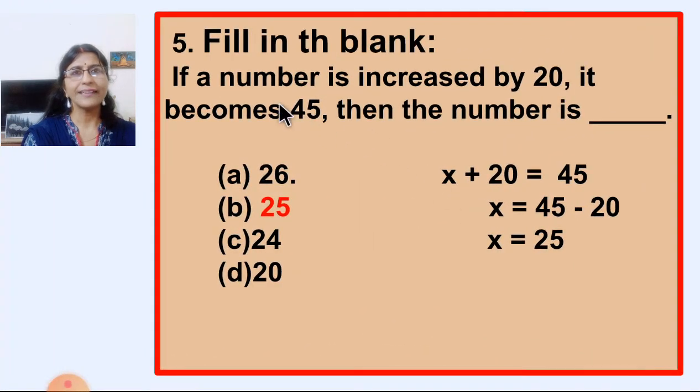Now fill in the blank. If a number is increased by 20, it becomes 45. Then the number is. So first we will form an equation. If a number is increased by 20, so let the number be x, and you have to increase. Increase means you have to add. x plus 20 is equal to 45. And then you have to find out the value of x.